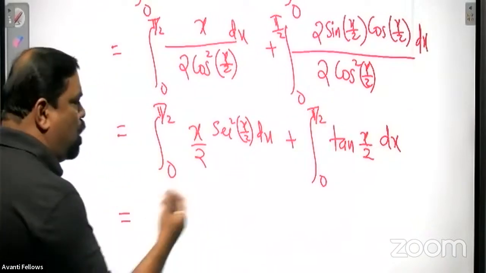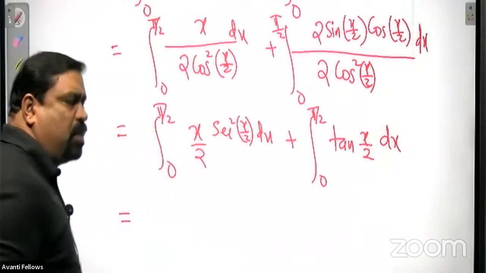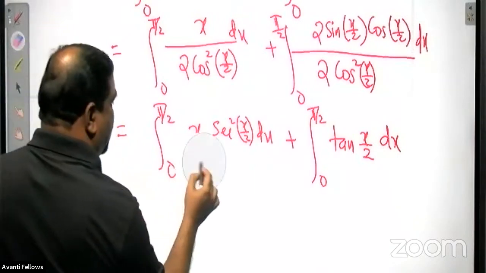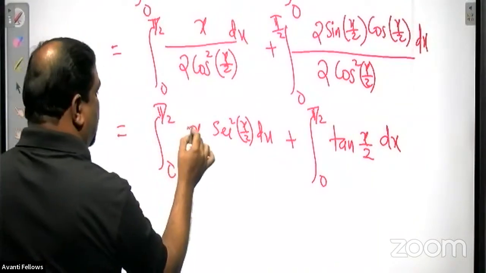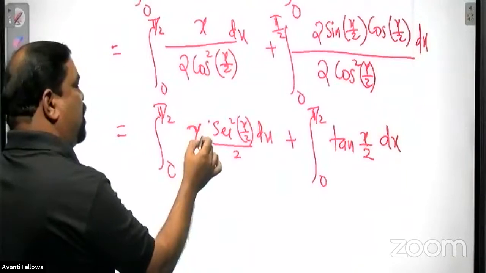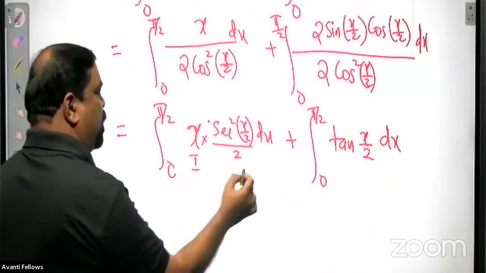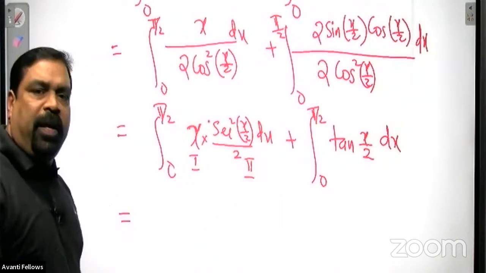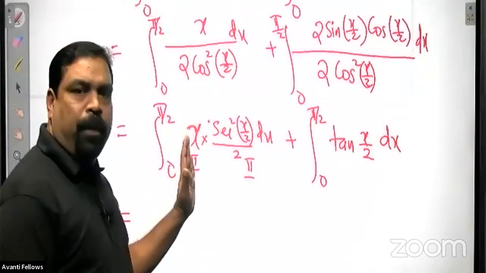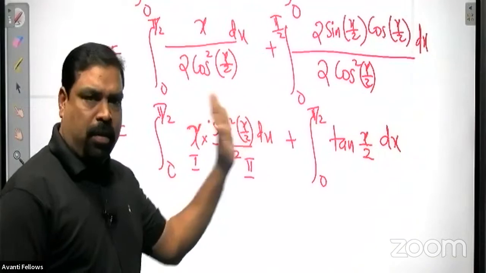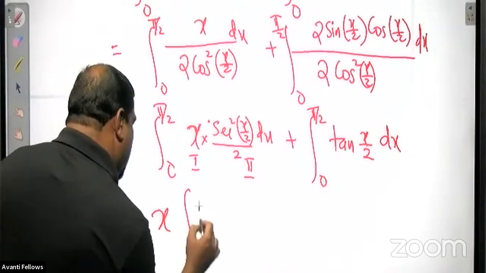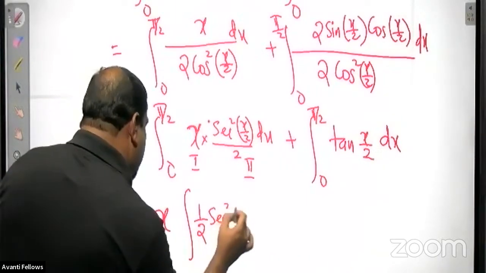And the first integral, how will we integrate? x we will take as the first function, and half sec square x by 2 we will take as the second function. Apply integration by parts. Integration by parts means first function into integral of the second. Integral of second means half sec square x by 2.